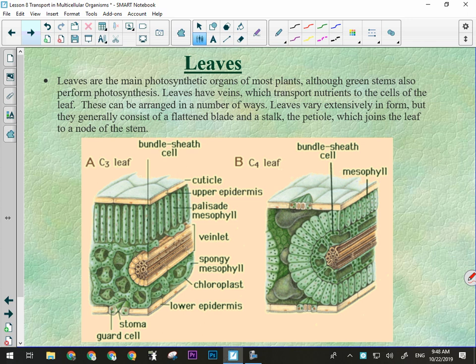So layers of the leaf. The leaf is designed to do a number of different jobs. We have the upper epidermis and the lower epidermis, basically the same thing. They both secrete the waxy cuticle that covers the leaf.